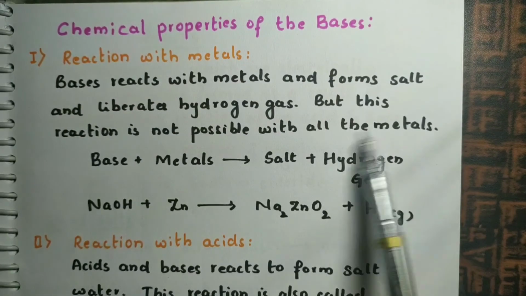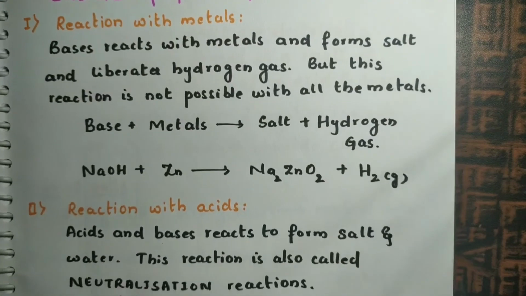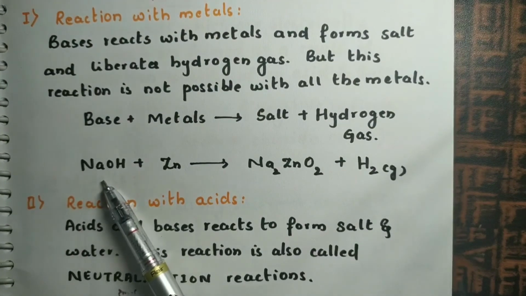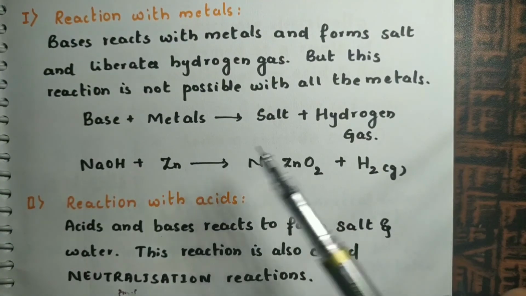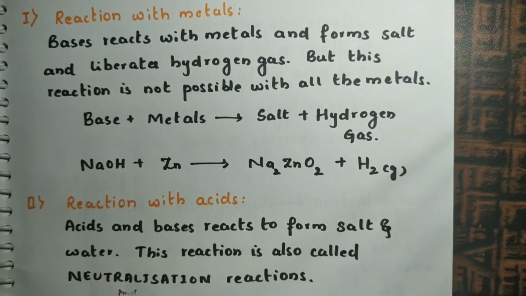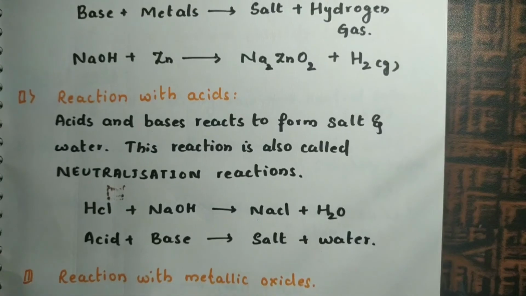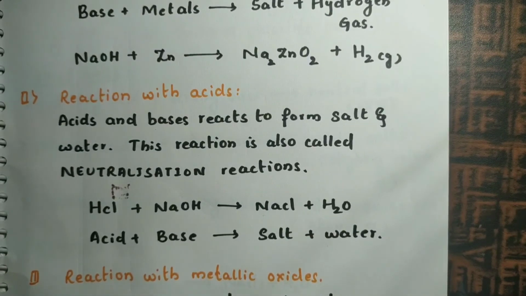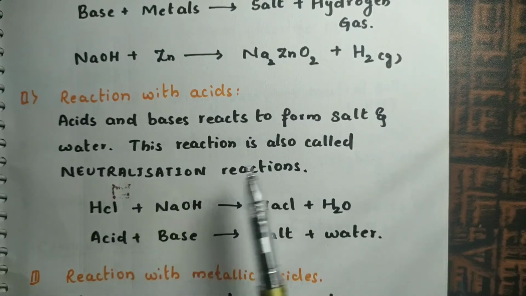This is called the general formula. We are taking the example of NaOH. Sodium hydroxide reacts with zinc to form sodium zincate and hydrogen gas is released. Next reaction we are seeing is the reaction of the bases with the acids. Bases and acids react to form a neutral substance, that is salt and water. Both are neutral in nature. That's why this reaction is called a neutralization reaction.